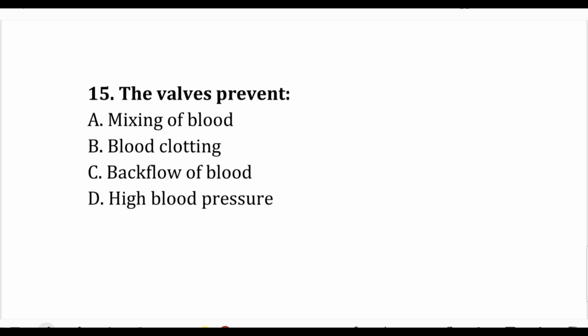Question number 15. The valves prevent A. Mixing of blood, B. Blood clotting, C. Backflow of blood, and D. High blood pressure. The answer is backflow of blood. The most important function of heart valves is to prevent the backflow of blood, and they direct the flow of blood in one direction. This ensures efficient circulation and proper pumping of blood. Remember, valves mean no reverse flow. And to prevent the mixing of blood, we have the septum, interatrial septum and interventricular septum.